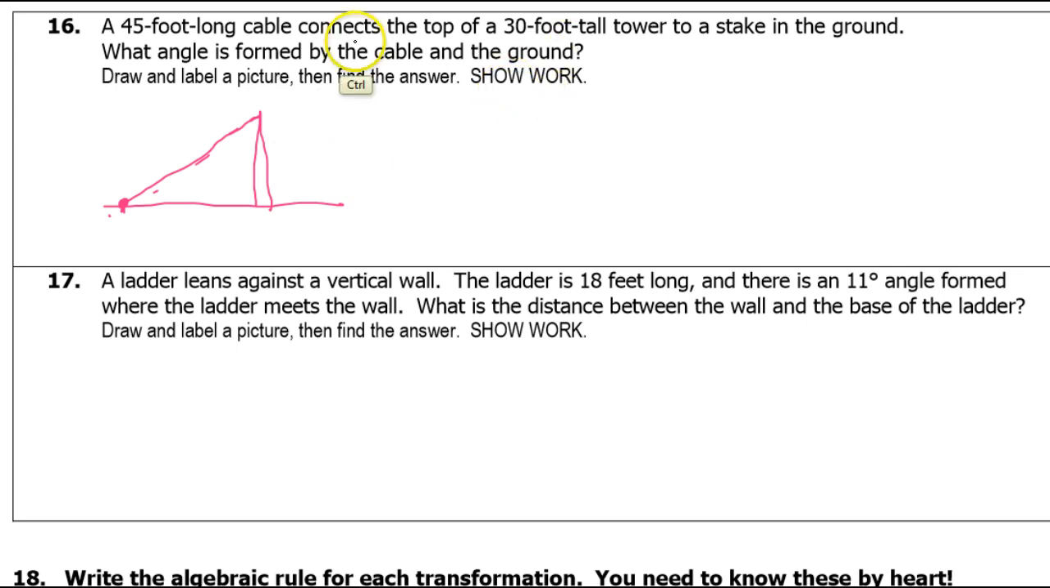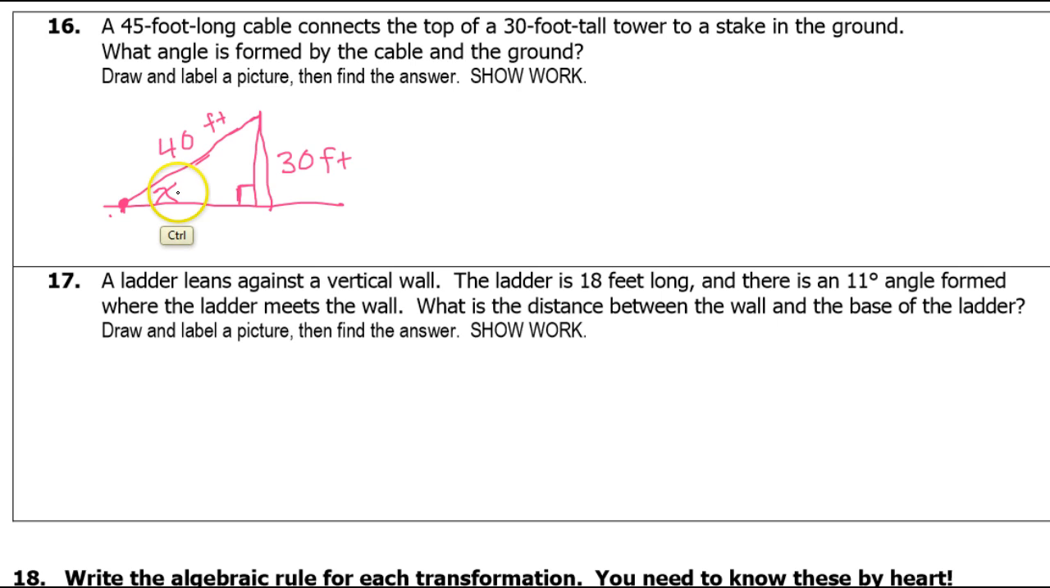Okay, now what? Let's see. It's a 40-foot long cable, so that means this is going to be 40 feet long. Alright, this tower is presumably straight up and down, so that's a right angle. The top of a 30-foot tall tower, so that means this is 30 feet. Okay, what angle is formed by the cable and the ground? Here's the cable, here's the ground, so we're talking about this angle right here.